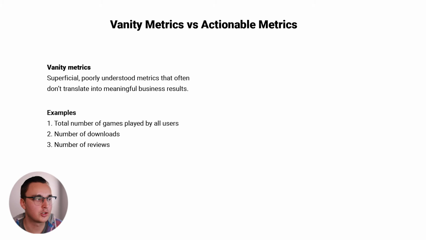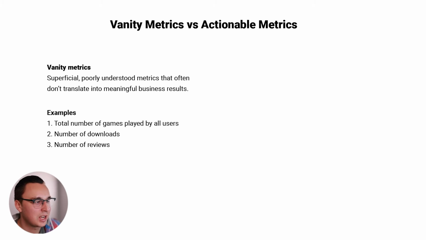The first example is total number of games played by all users. If we assume that we have 1 million total games played by all users, that sounds like a lot. But what if the vast majority of those games played are by a single user? That would be an example of a vanity metric because, yes, we have a lot of games played by all users, but there's really only one person enjoying our game, which is not effective at all.